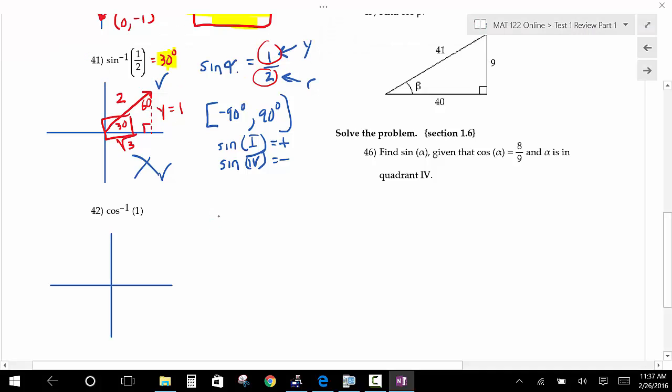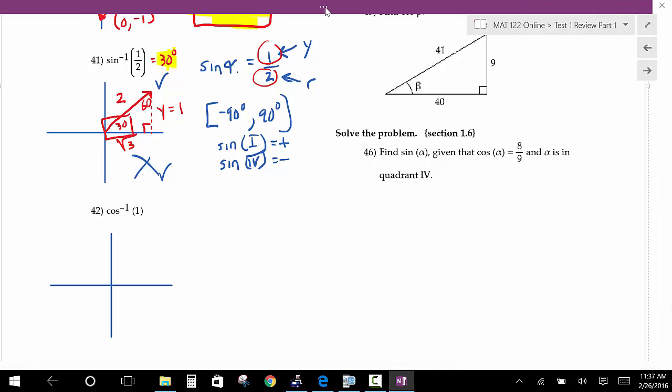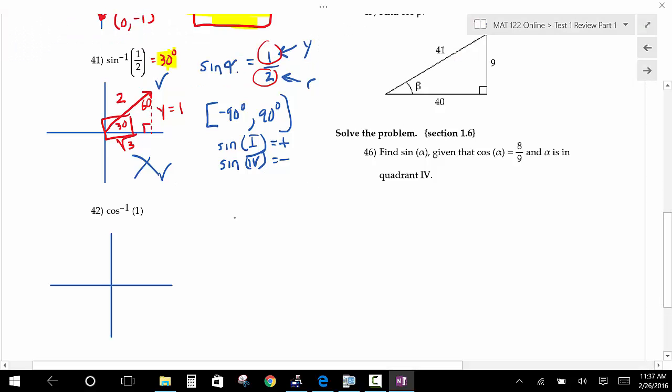So let's see what we got going on here. What this problem really means is this: the cosine of alpha is equal to 1. Your job is to find alpha. Now, if you put that over 1, the definition of the cosine is x over r. The thing about an inverse cosine is that the range of your answers must fall between 0 and 180 degrees. That's the definition. So you have to be in either quadrant 1 or quadrant 2, and your answer has to be a positive angle between 0 and 180.